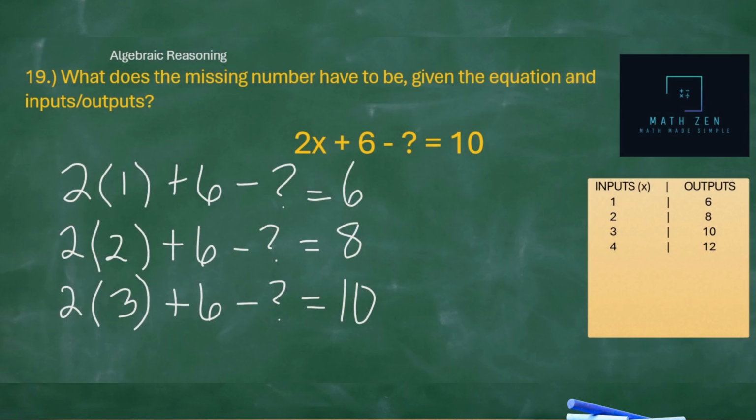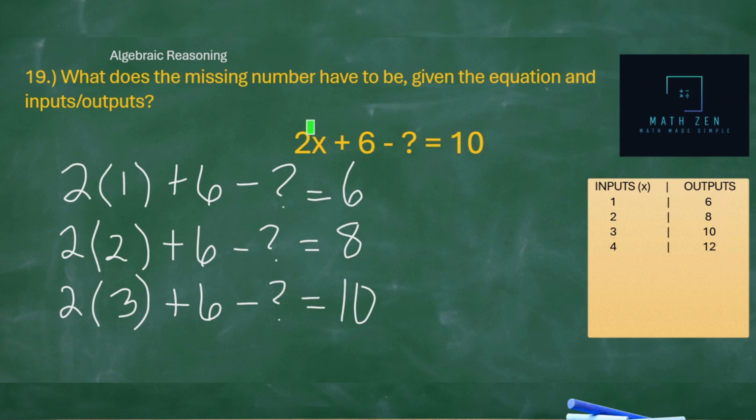All right, now that you guys have had a chance to read and solve number 19 on your own, let's go ahead and try to solve this one together to see how you did. The problem itself reads, what does the missing number have to be given the equation and input and outputs? So over here we have our inputs of 1, 2, 3, and 4, and we are hoping to get outputs of 6, 8, 10, and 12. And here's the equation that they give us as a little clue.